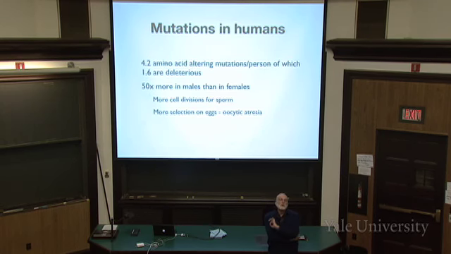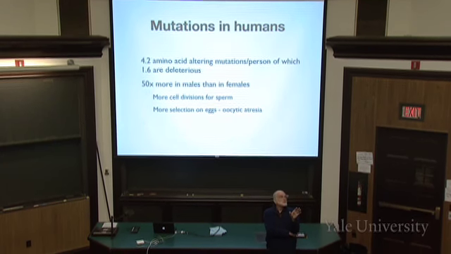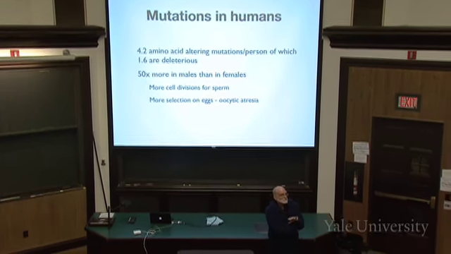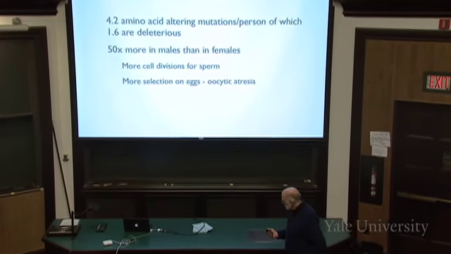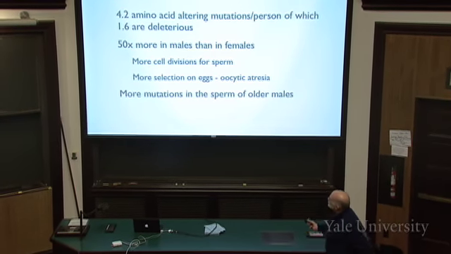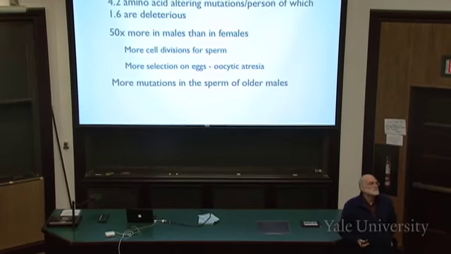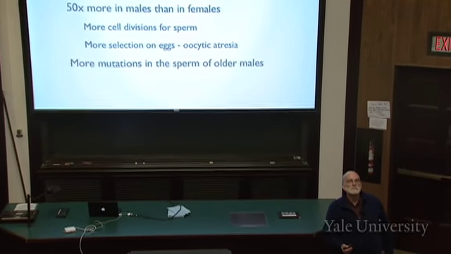It appears to be a quality control mechanism, ensuring that the oocytes that survive are genetically in really good shape. So there are very, very different kinds of biology affecting the production of eggs and sperm. Females have a mutation screen that males do not. Well, the result of that is that there are more mutations in the sperm of older males. They've lived a longer time.